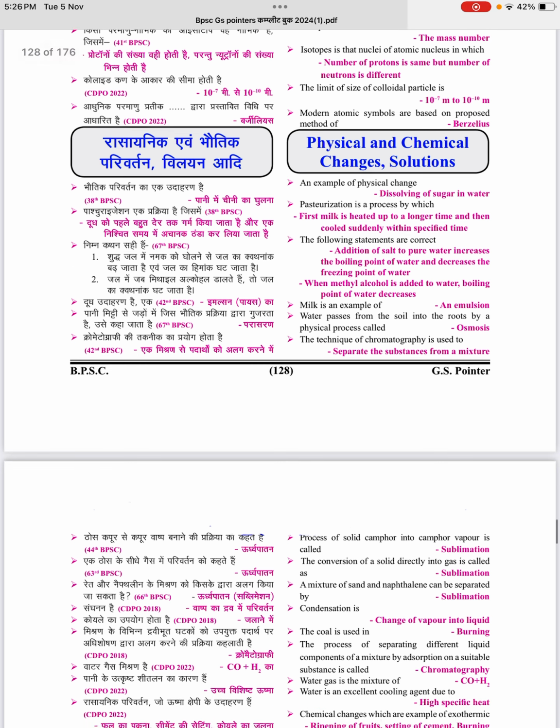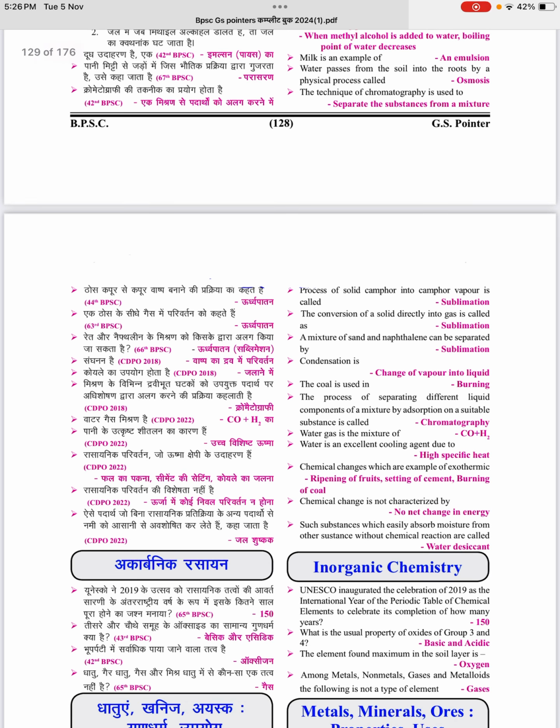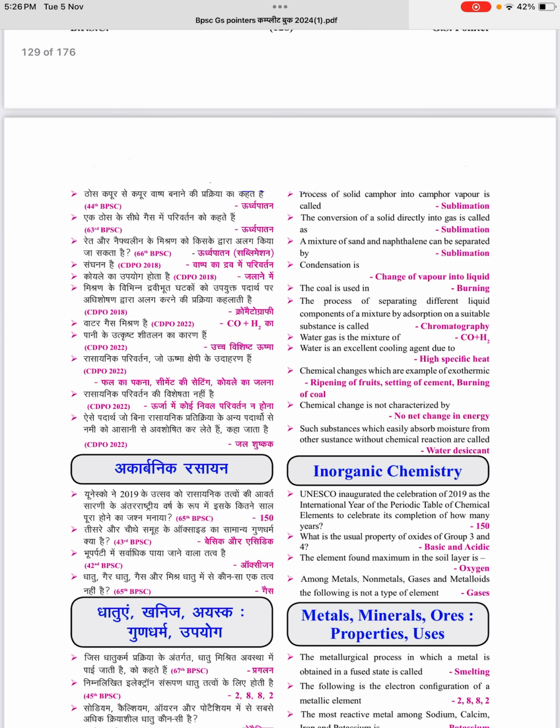Condensation is change of vapor into liquid. The coal is used in burning. The process of separating different liquid components of a mixture by adsorption on a suitable substance is called chromatography. Water gas is a mixture of carbon monoxide plus hydrogen. Water is an excellent cooling agent due to its high specific heat.